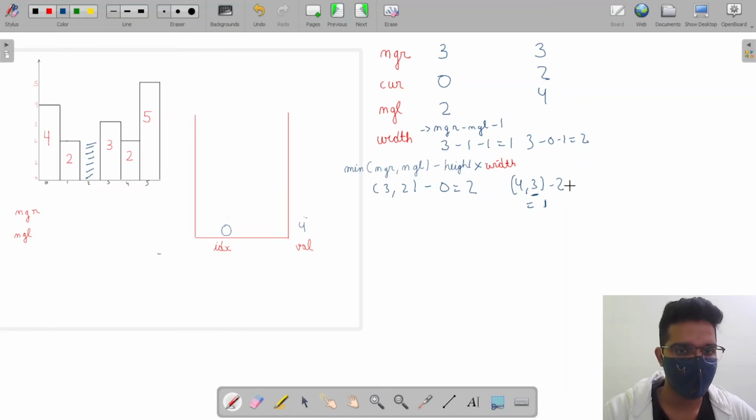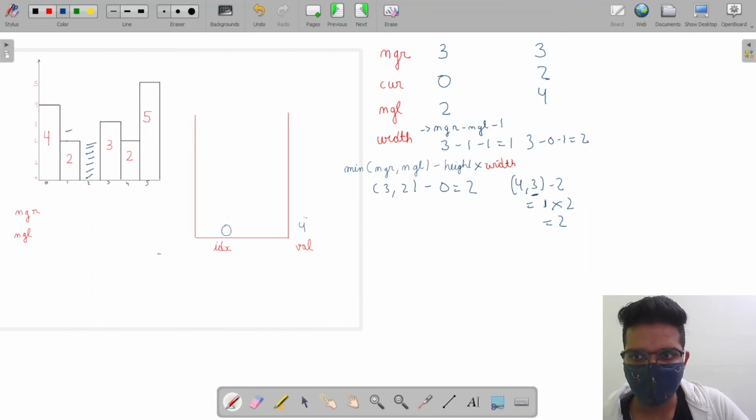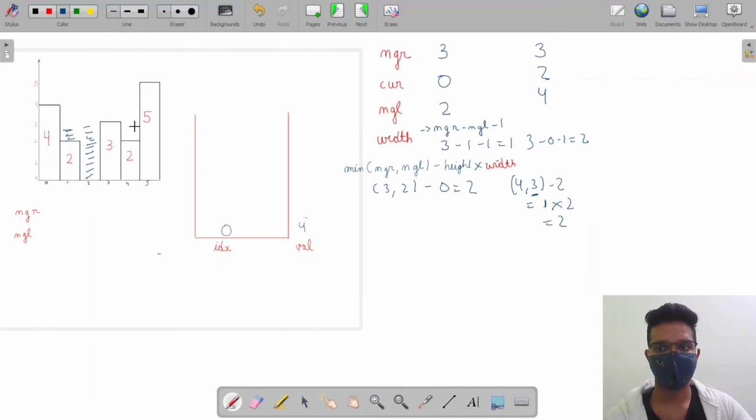Right? So here we'll multiply it by width. So our answer into width, that is 2. That gives us 2. So here water will get trapped here as well as here. Okay, now again I'm going to check if 3 is greater than the top element of our stack. No, it is not. So we are going to simply push it. 3 and 3. Now we get a 2.